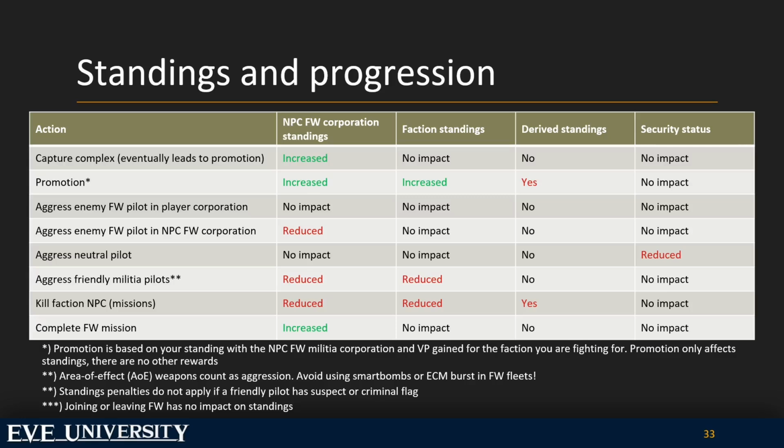Next is killing faction NPCs. This is mostly related to missions. In the current faction warfare environment, people don't really run missions, but if it changes in the future, you should know that you will get penalties for faction standings, this is for the opposing faction standings, for the NPC faction warfare corporation standings, and you get a derived standings hit as well. So faction warfare missions actually tank faction standings pretty fast.